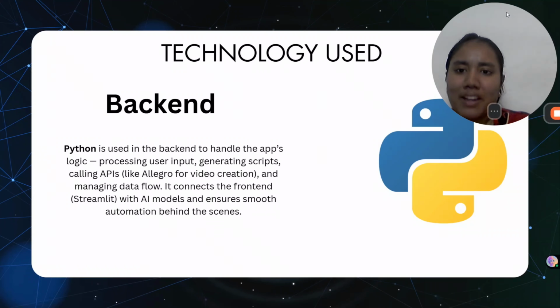For backend, I use Python. Python is used to handle the app's logic, processing user input, generating scripts, calling API, and managing data flow. It connects the front end with the AI model and ensures smooth automation behind the scenes.